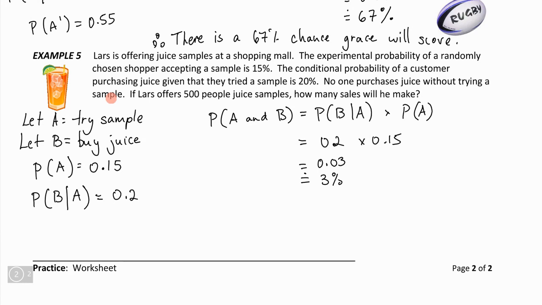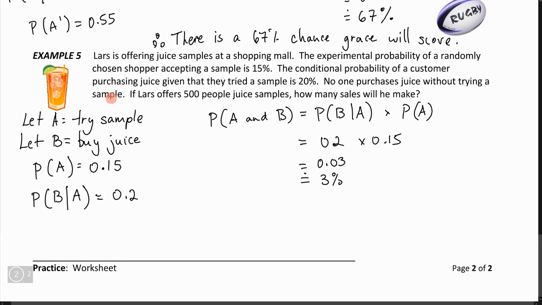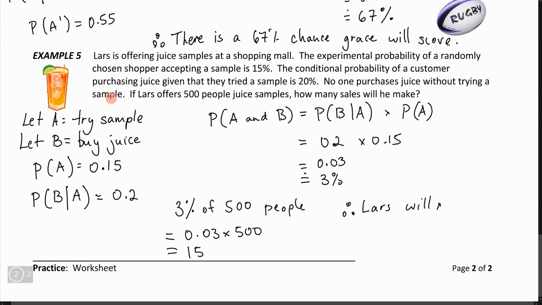How does that translate into how many sales he's going to make? Well, if you take 3% of 500 people that will have a sample, it would be a good estimate as to how many people he will actually sell juice to. So that's going to be 0.03 as a decimal times 500, and that's going to equal 15 people. So therefore, Lars will make 15 sales.